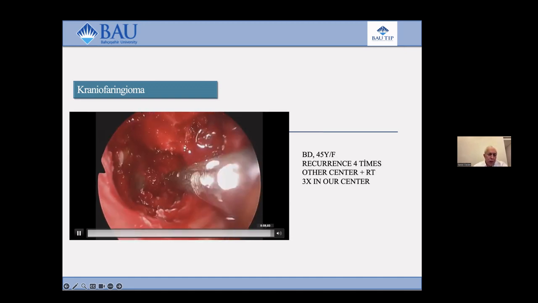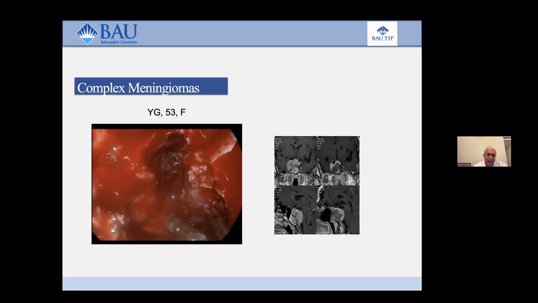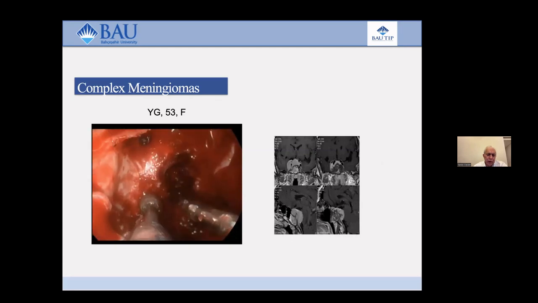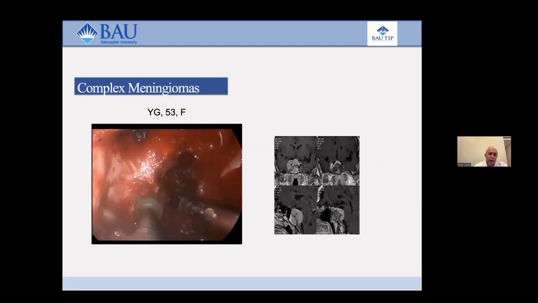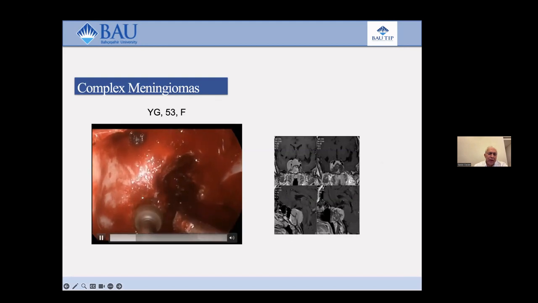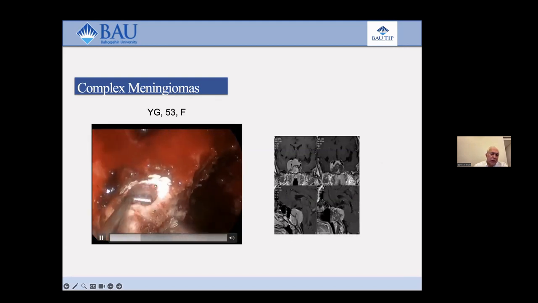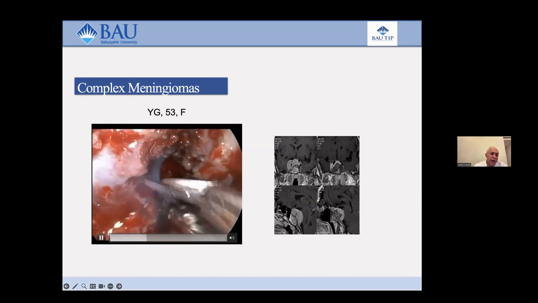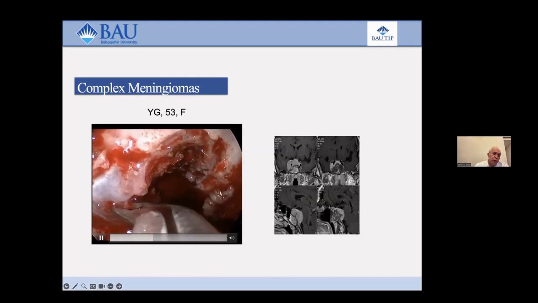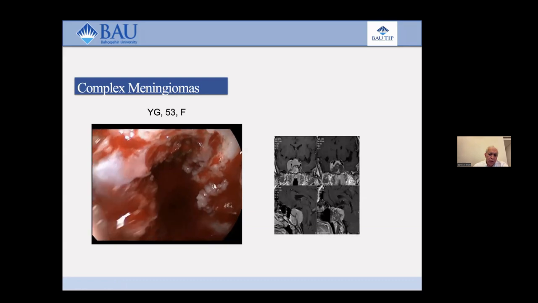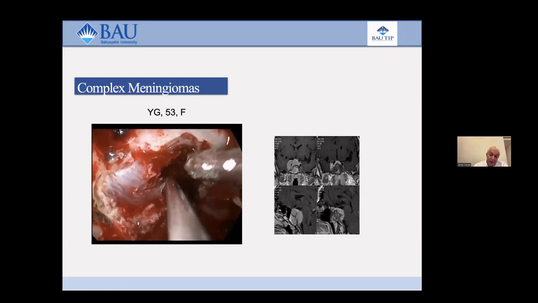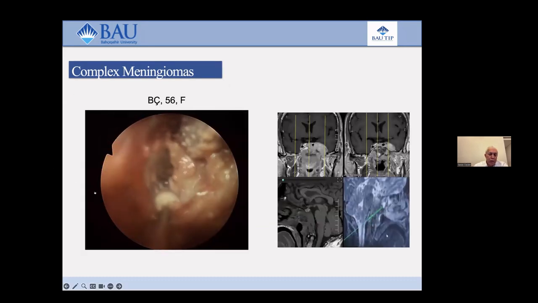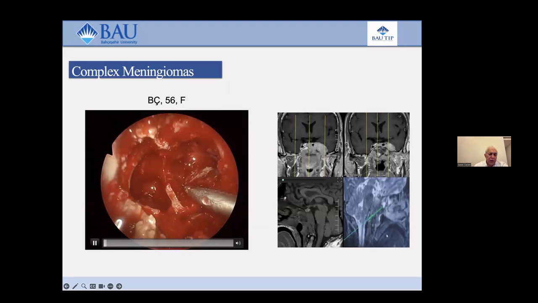The other pathologies: complex meningiomas, which are very difficult cases. This tumor extends to the cavernous sinus, sphenoid sinus, and prepontine area. In this case, firstly, the sphenoid tumor was resected, and we opened the cavernous sinus. You see the anterior wall of the cavernous sinus. We entered the lateral compartment of the cavernous sinus, but it was a very firm tumor. We resected it with an ultrasonic aspirator. Total resection was performed.